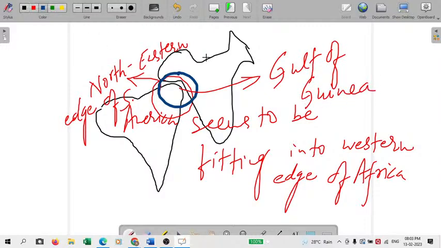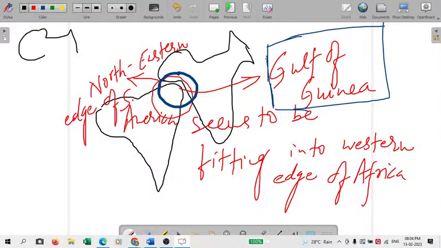Have you heard about it? गल्फ ऑफ गिनी सुना है? नहीं सुना तो कोई बात नहीं, एटलस में देख लीजिए. You see this Africa, so this is Gulf of Guinea here. Can you see in your atlas? Yes?